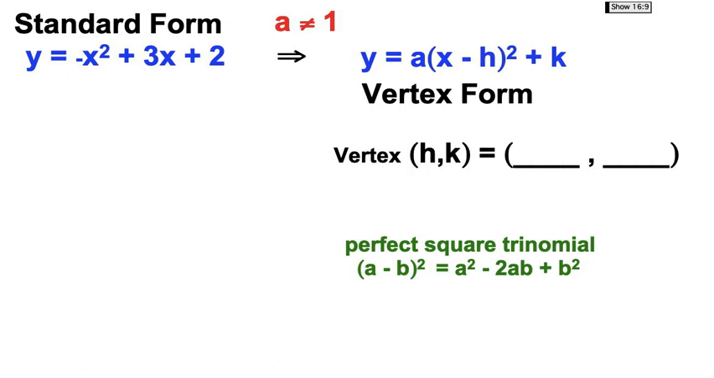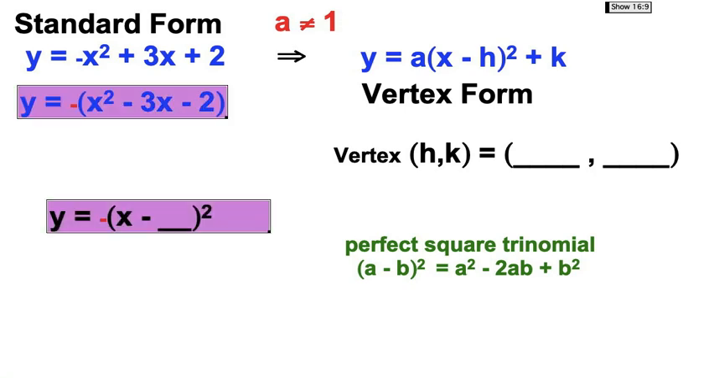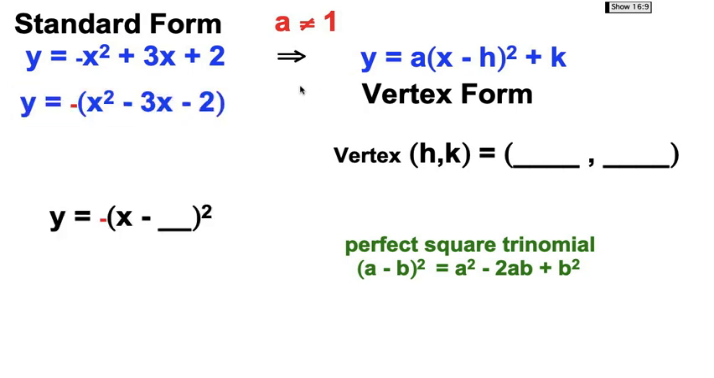Ooh, now this is a trickster. Why is it tricky? Because a is not 1. Look out here. A is negative 1. Yikes. I'm going to factor out a negative 1. And look what I've got. Now, if I want to be really pronounced, I could put a negative 1, or just put a negative sign out there. I am factoring that negative sign out. So I've got now x squared minus 3x minus 2.